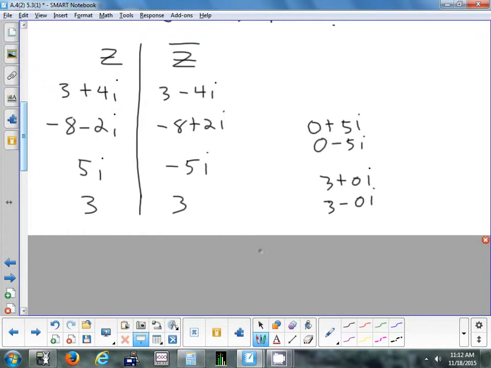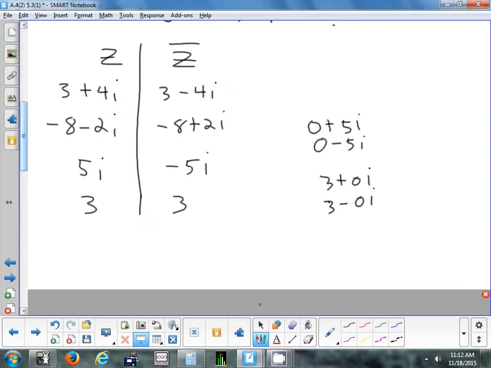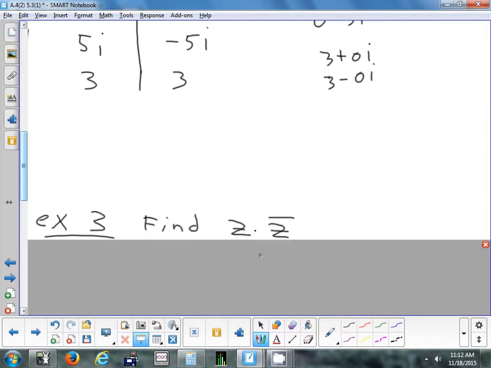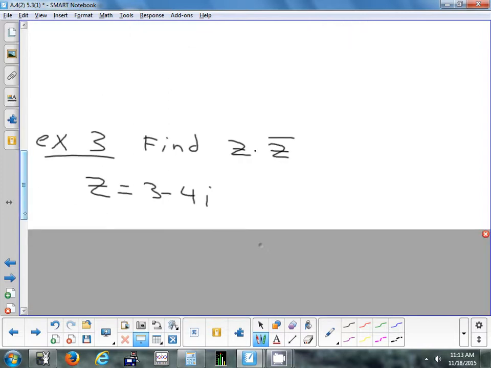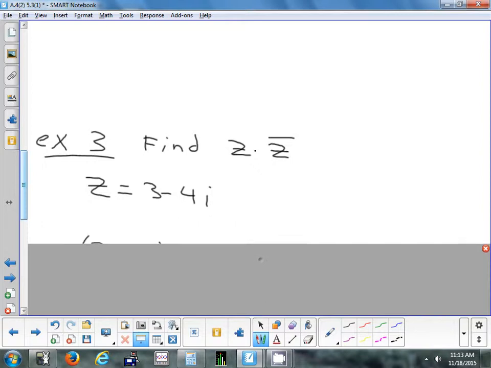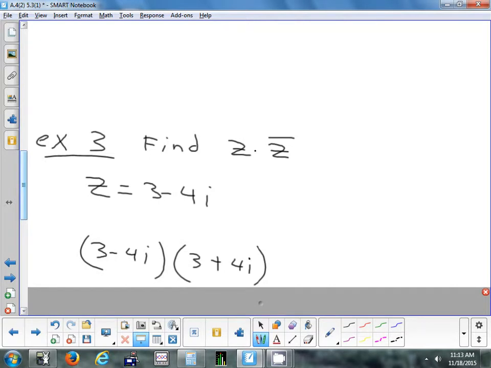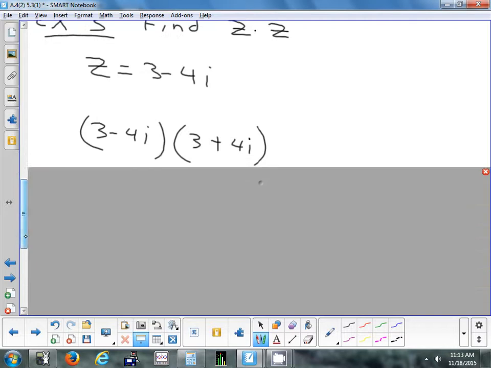All right, so now let's take the idea of multiplication and conjugates and put them together. Let's try multiplying a number times its conjugate, and see what happens. Okay, so here's my number. Z is 3 minus 4i. And it says multiply it by its conjugate. What's the conjugate of 3 minus 4i? 3 plus 4i. Okay, let's distribute that out and see what happens.